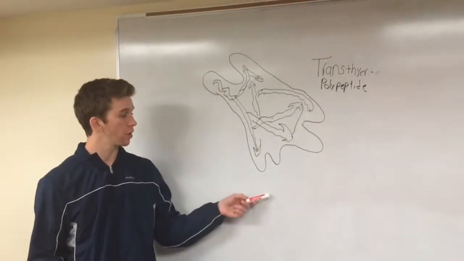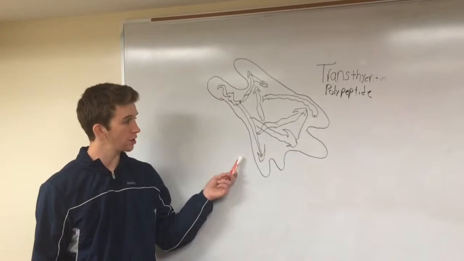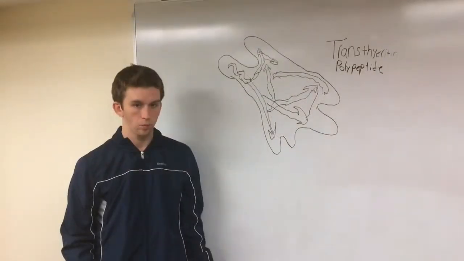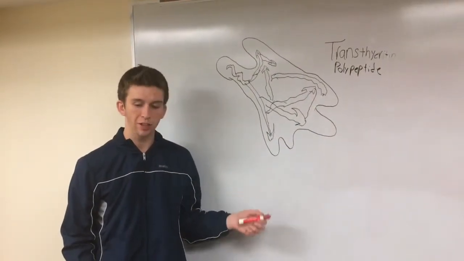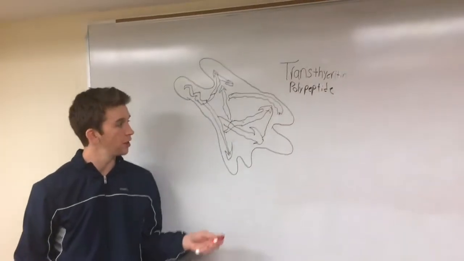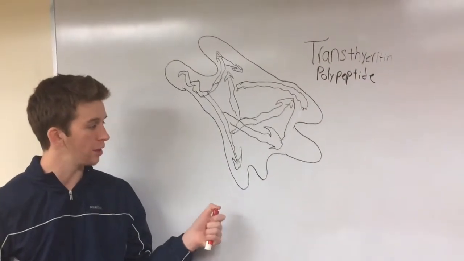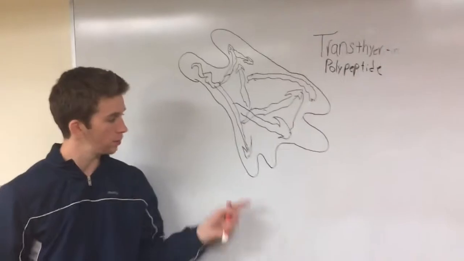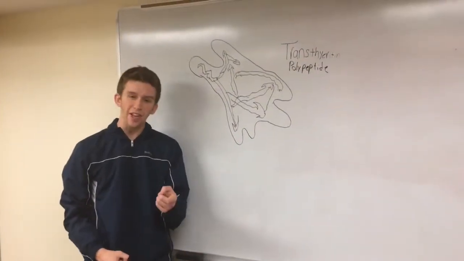The shape is also reinforced by hydrophobic interactions and the disulfide bridges. While the secondary structure of a protein is made up by the backbone constituents, the tertiary structure is made up by the interactions of the side chains. And that's all you need to know about tertiary structure.